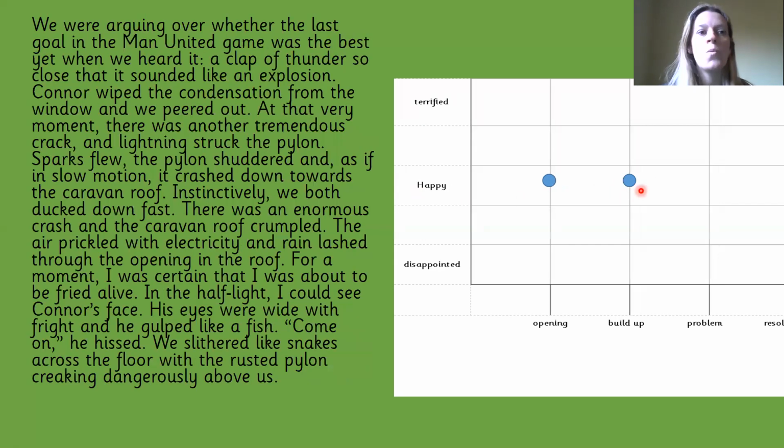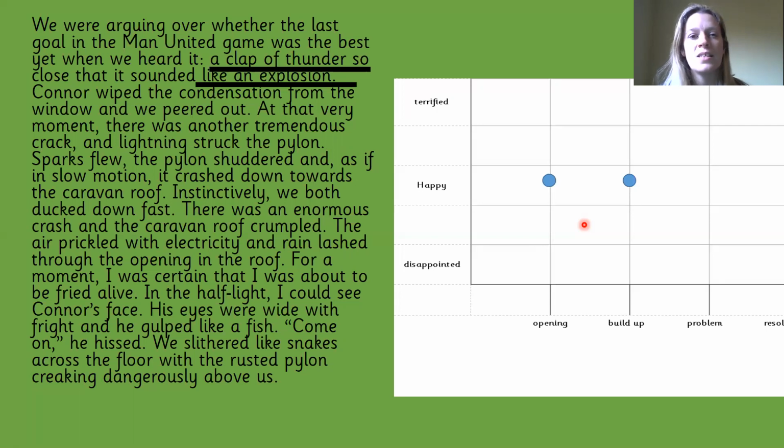Now, we were arguing over whether the last goal in the Man United game was the best yet when we heard it. A clap of thunder so close that it sounded like an explosion. Now, I think here we've got our first bit of negative language that really makes us think about how they're feeling, and it's directed at Connor and Mitch. You've got that clap of thunder like an explosion. We've got a fantastic simile in there to compare the sound of thunder.